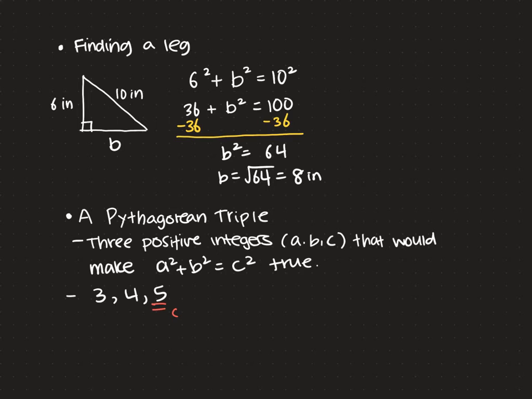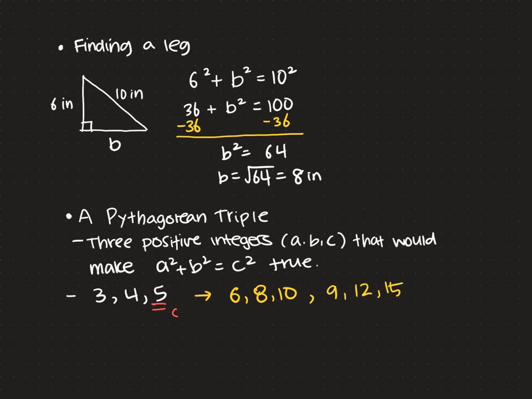And any numbers that would be a multiple of this 3, 4, and 5 in the same ratio can also be a Pythagorean triple. So for example, 6, 8, and 10, the triangle that we just worked with, has a Pythagorean triple, or it can be 9, 12, and 15. So anything that would have the right ratio of it, you're going to call it a Pythagorean triple.